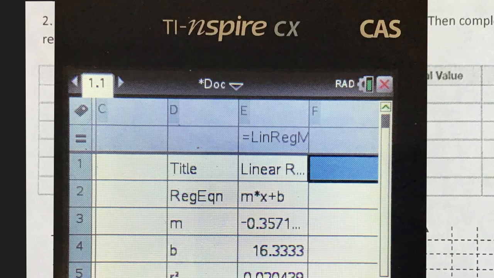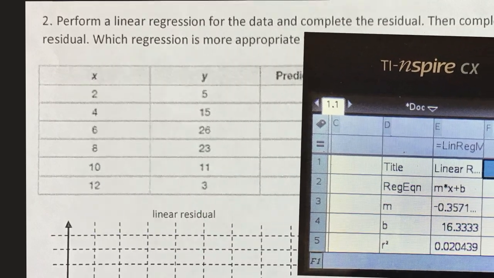Okay, I have put my data into my calculator and I ran a linear regression, and this is what my calculator says. So here is the slope of my linear regression line, and here is the y-intercept. Now looking at the r squared of 0.02, this is probably not going to be a very good equation to model my data. But that's exactly what we want to talk about today when we're looking at our residuals.